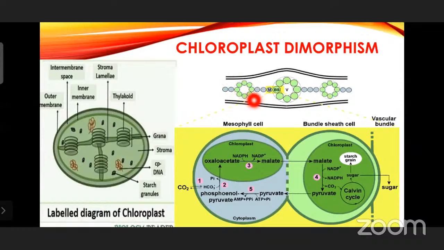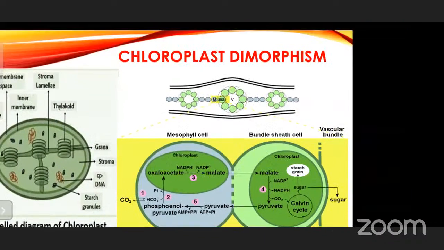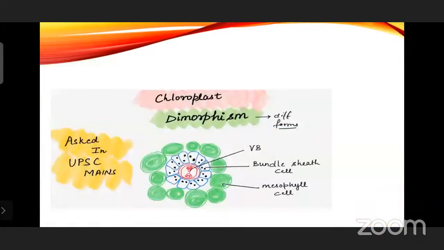normal chloroplast. This ash color is nothing but the mesophyll cell having the normal grana and stroma, normal grana and stroma comprising chloroplast. Whereas the bundle sheaths are surrounding the vascular bundles, and these are having agranal thylakoid, meaning not having grana, only having stroma and stroma lamellae. So I hope you understood chloroplast dimorphism.